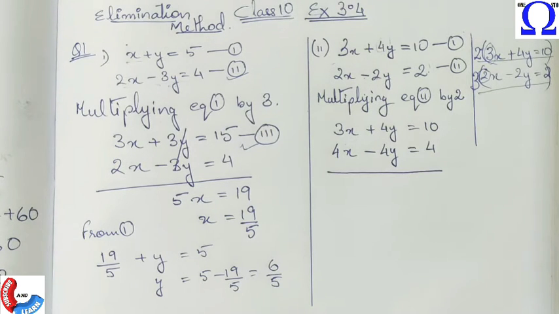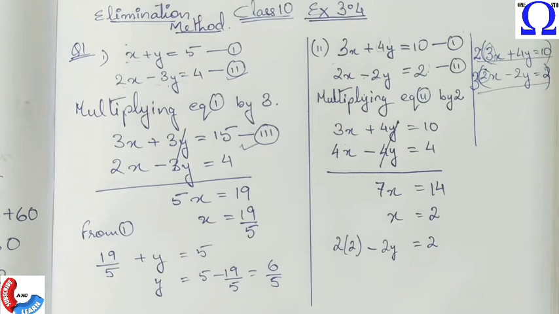Now we will add the equations so that y will be cancelled, and we will get x equal to 2. Now put this x equal to 2 in any of the above equations. I am taking the second equation. See, the method is the same, but you need to choose the easiest one. Okay, the calculation should be easy. That you should always keep in your mind.